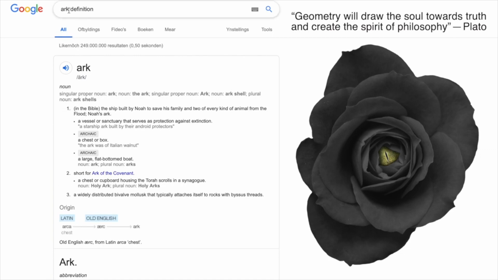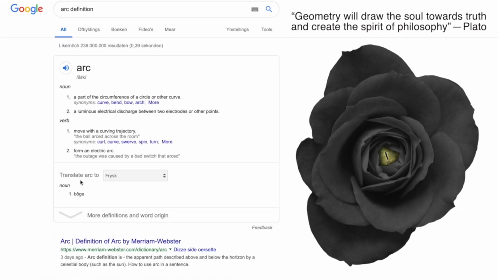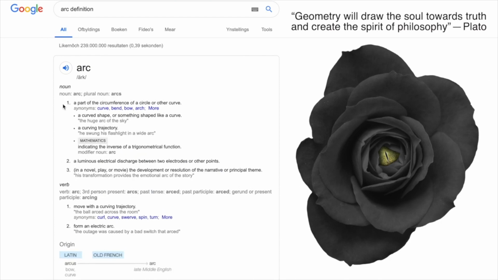So let's take a look at the same word and spell it differently. Let's spell it with a C, and we get a completely different definition. This arc is defined as part of the circumference of a circle or other curve, a curved shape or something shaped like a curved trajectory indicating the inverse of a trigonometrical function. More importantly, a luminous electrical discharge between two electrodes or other points. The development or resolution of the narrative or principal theme. And when applying action, we move with curving trajectory, forming an electrical arc.